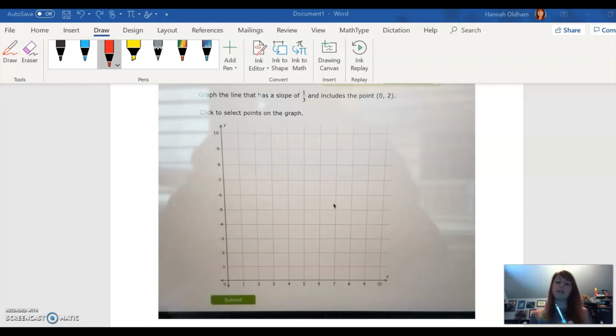When we're graphing a line, we have to have a starting point. In this particular question, we're starting at the point (0, 2). And then our slope is going to be 1 over 3, which means up 1 and right 3.